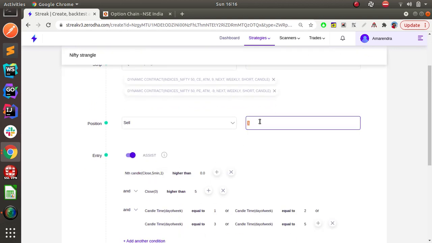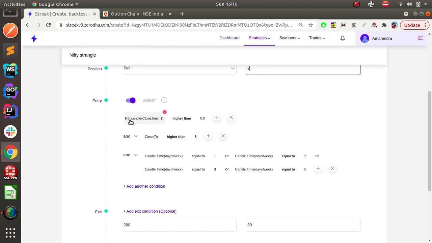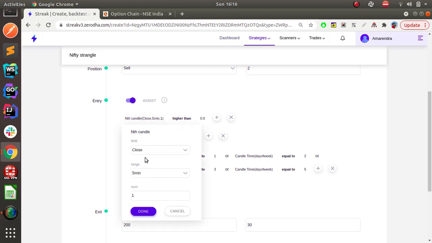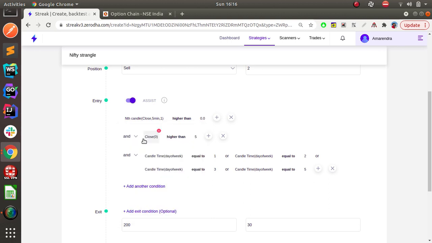I give the 1 or 2 contracts you can give based on your capital. And what I have written here, nth candle close 5 minutes, which means it will enter at 9:25. Close 5 minutes, nth candle means first candle after the 5 minutes candle closure. 9:15 market will start, 9:25, sorry, 9:25 higher than 0, which means by default by the 9:25 time please enter. And we are also mentioning close higher than 5. What this means is at least premium needs to be more than 5, otherwise it doesn't matter.